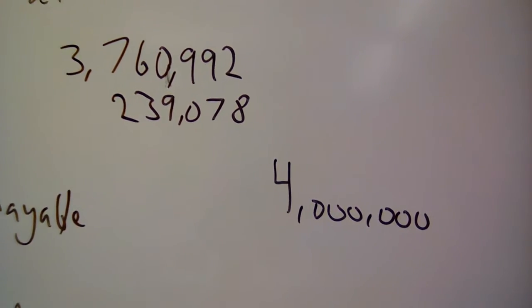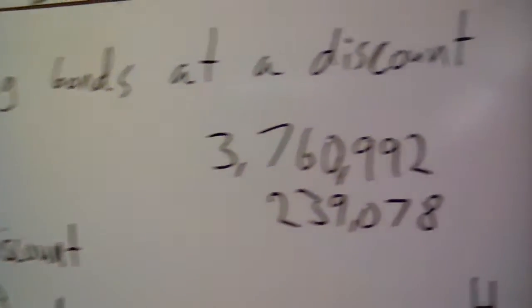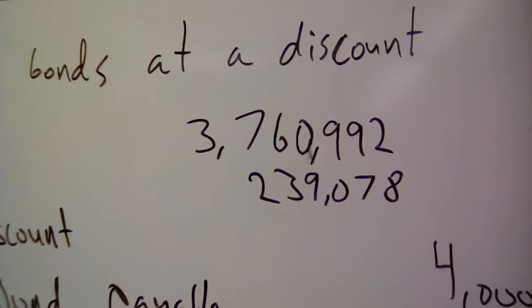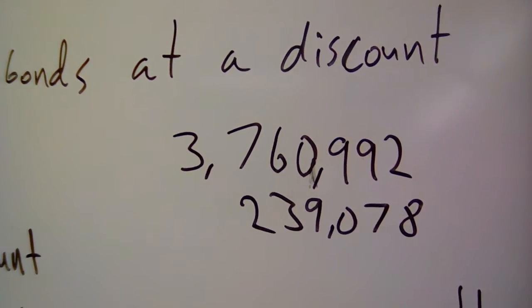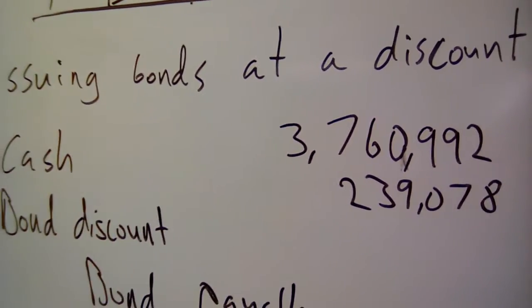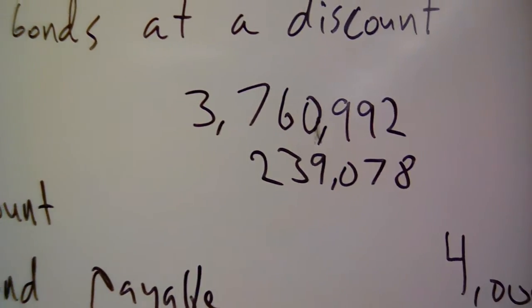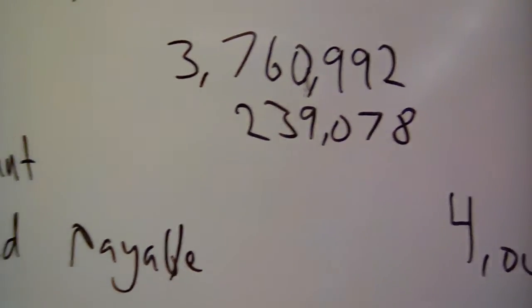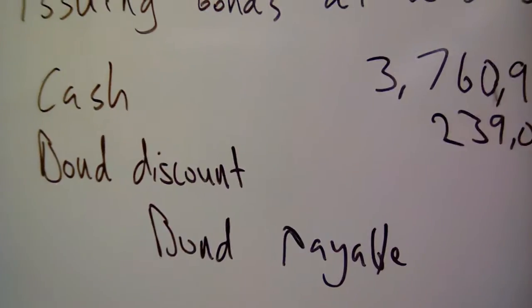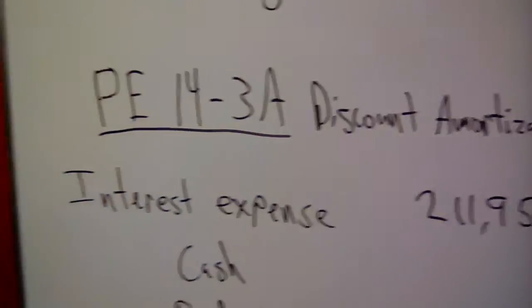So we put it on as $4 million as a credit because that's what we owe, but we're only getting cash of $3,760,992 because the interest that we're paying is less than the market. Let's say 11, and so we have a discount of $239,078, and then so that's the entry for discount. Now the next one is how you amortize it, which I thought was important.